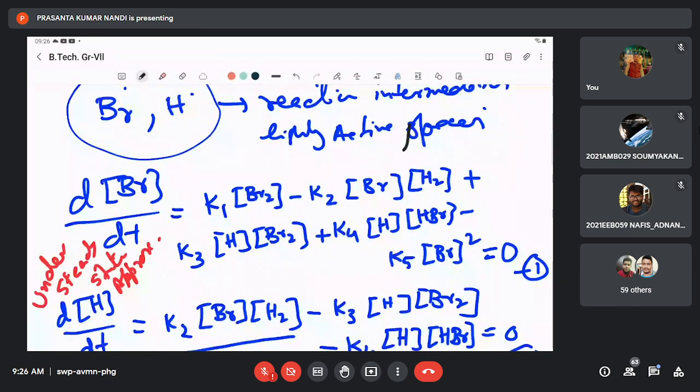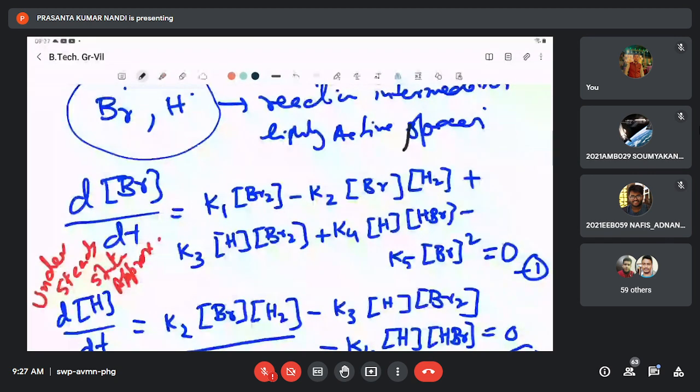And in the subsequent step, the second step, the bromine radical reacts with H2 molecule to produce HBr and H radical. Since the Br free radical produced in step 1 is consumed in the second step, and in the stoichiometric ratio they react in 1:1 ratio, this reaction will be treated as a second order reaction, first order with respect to each of the components, that is bromine and H2. And since bromine free radical has been consumed, it would be a negative sign.